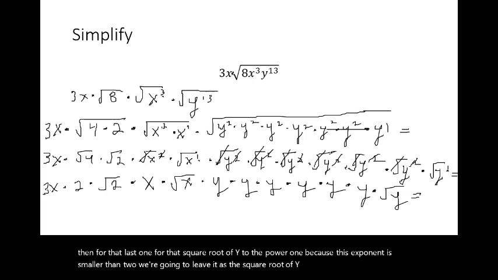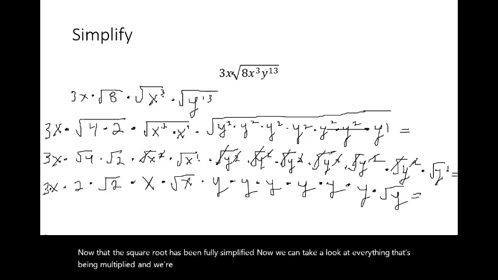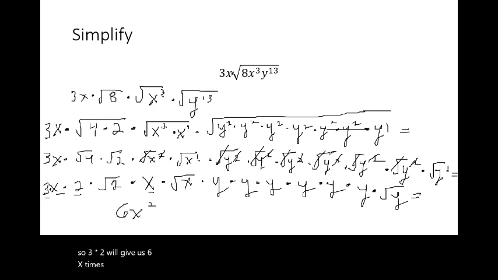Now that the square root has been fully simplified, we can take a look at everything that's being multiplied, and we're going to multiply anything that is not in a square root together first. So 3 times 2 will give us 6. x times x is x squared. And then y times itself 6 times is y to the 6th.